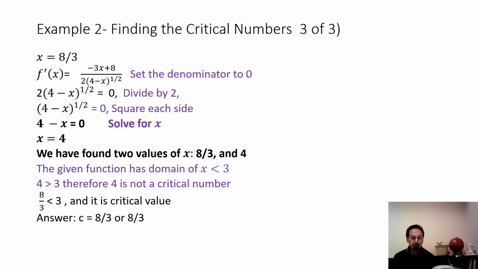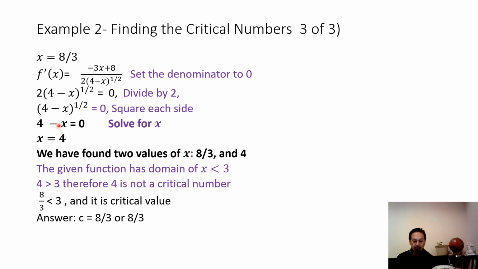So once we found x is equal to 8 thirds by setting the numerator to 0, now we set the denominator to 0. So 2 times (4 minus x) to the 1 half equals 0. Divide by 2, we're left with (4 minus x) to the 1 half equals 0. Now square each side. When you square this, 1 half times 2 becomes 1, so it'll be 4 minus x. Or you can say when you square, the radical disappears, and you get 4 minus x.